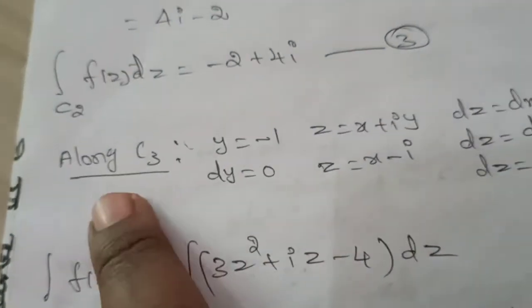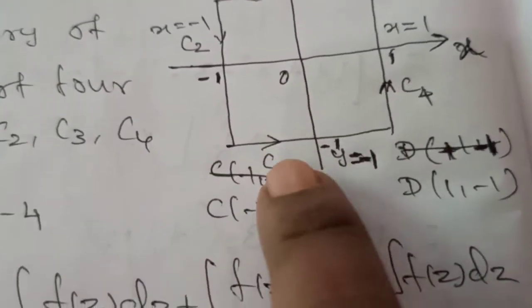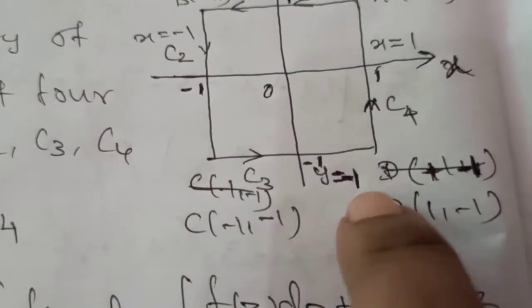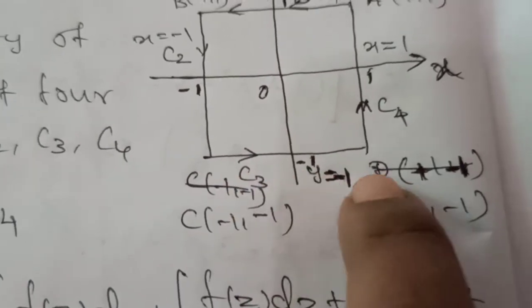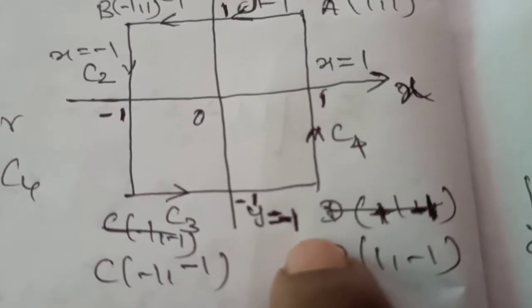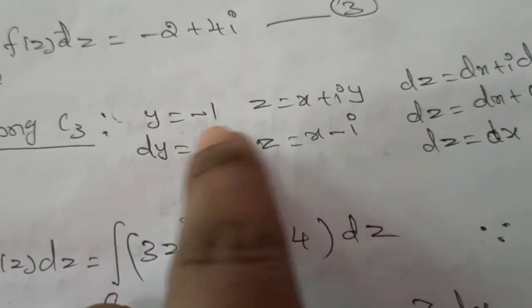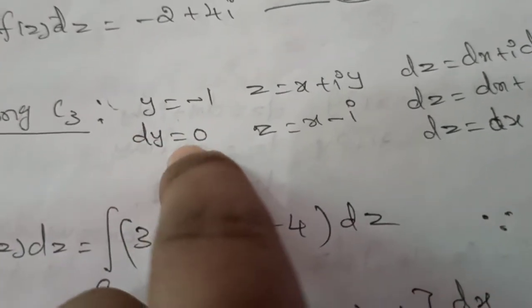And next we want to find the along C3 value. In along C3 value the line equation is, this is the C3 value, C3 is a line. So along C3 the line equation is y which is equal to minus 1. We take this y which is equal to minus 1, differentiating this value dy which is equal to constant value becomes 0.